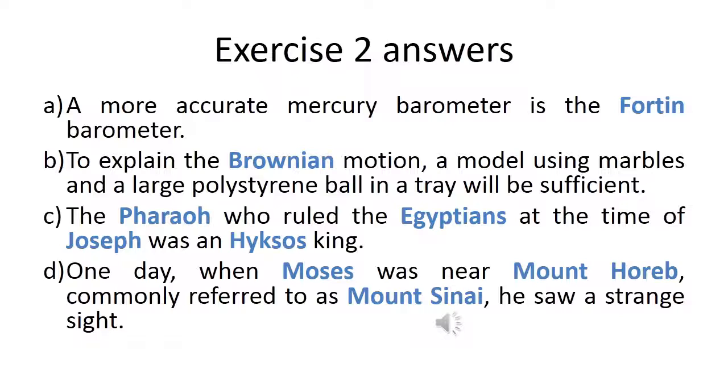Now let us find out how you fared with exercise 2. The words in color are proper nouns. Fortin, Brownian, Pharaoh, Egyptians, Joseph, Hyksos, Moses, Mount Horeb, Mount Sinai. Notice that all of them start with capital letters.